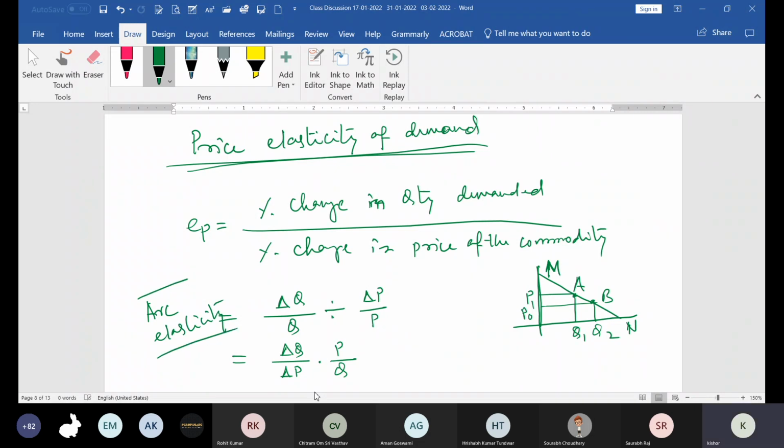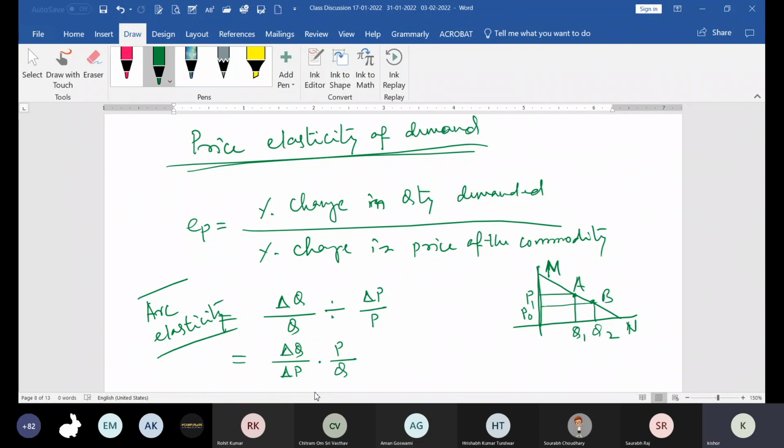This is called arc elasticity. Here, you are measuring elasticity for a considerable change in price between A and B. There is a good change in price, and you are measuring elasticity, that is called arc elasticity. And this kind of elasticity measurement has a certain problem, like which one you will consider as base price or base quantity.